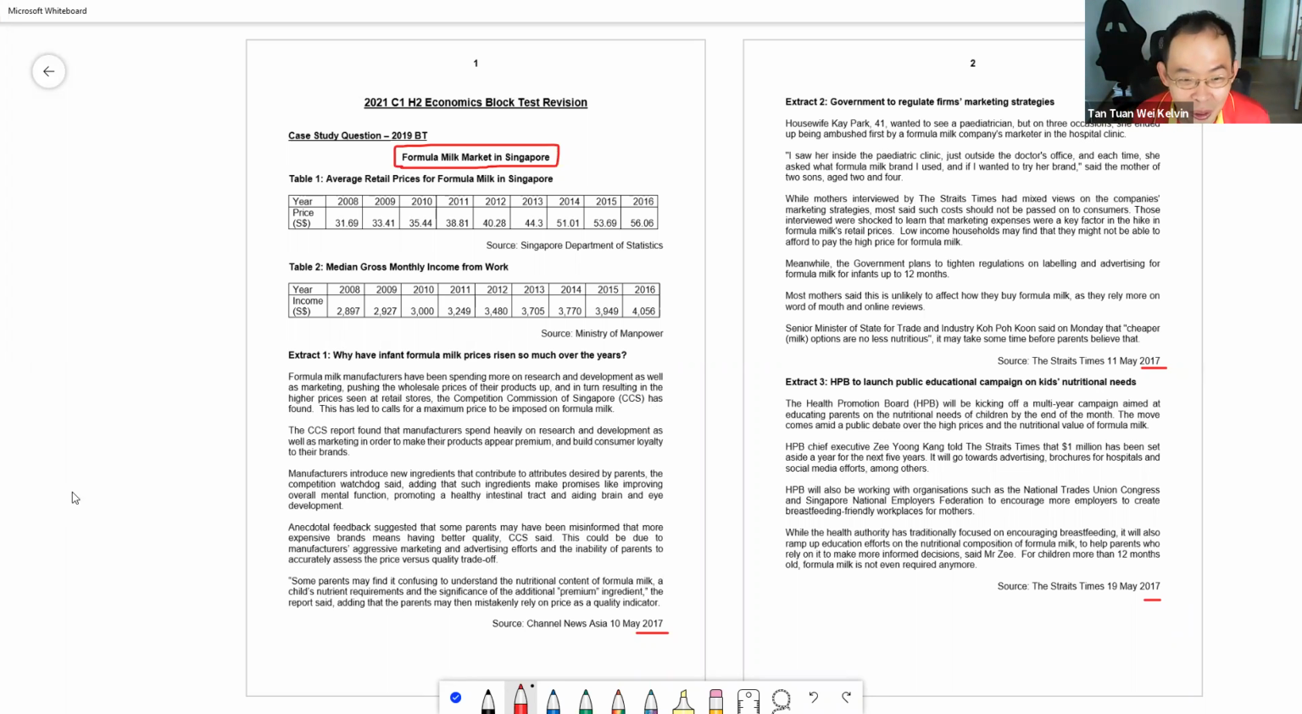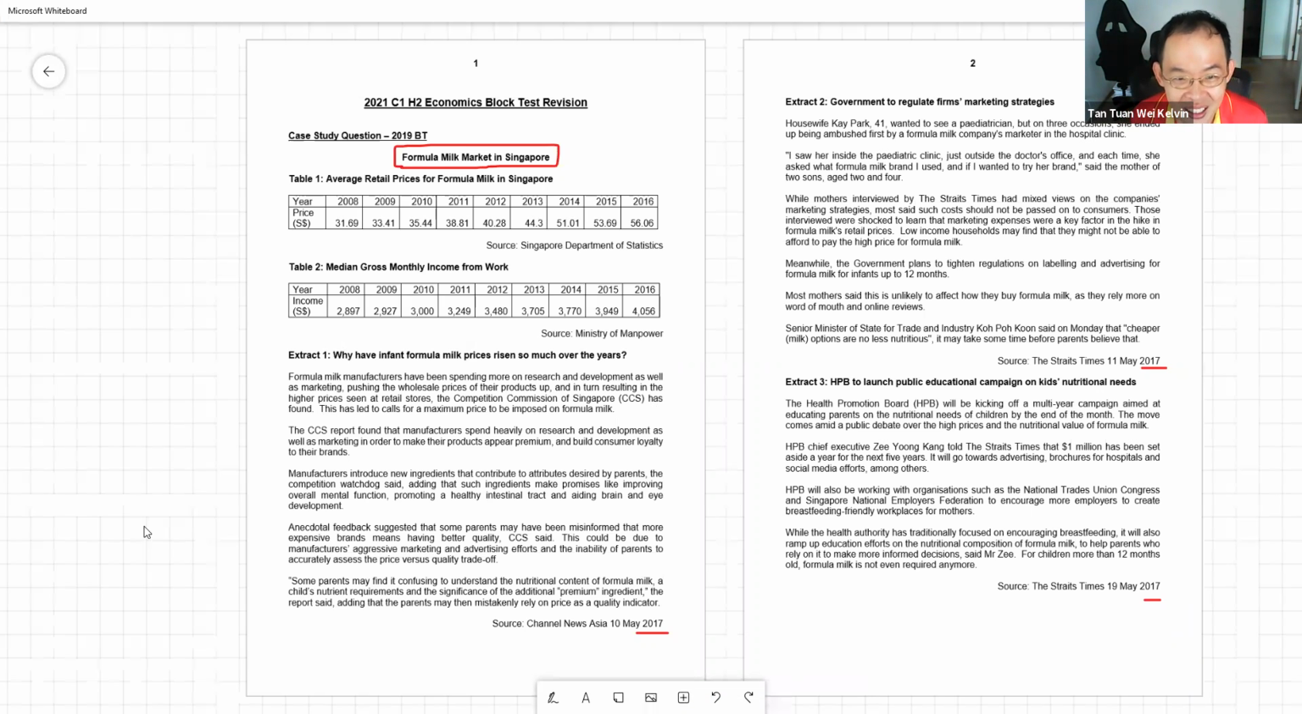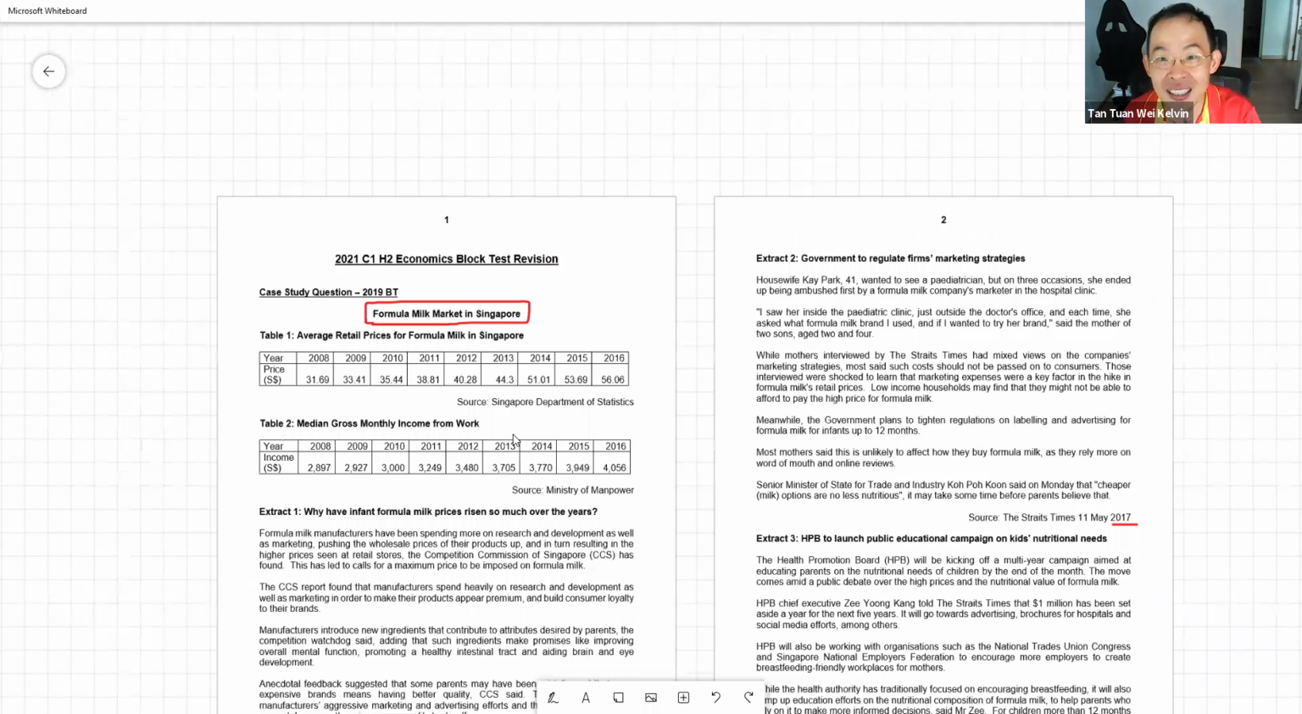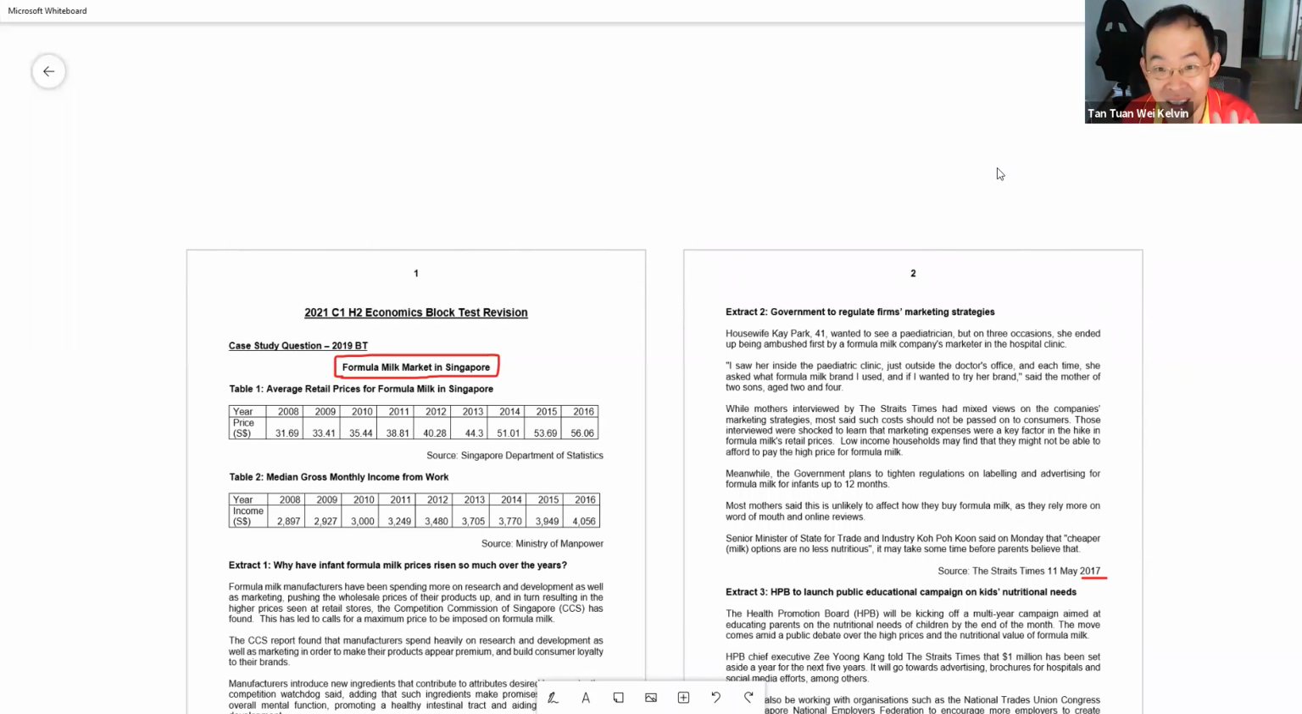So if you are aware, 2017, this news came out, many members of parliament in PAP also talk about this because this was the year where there was an outcry that the prices of such milk is very expensive. Have you been to NTUC supermarket with your parents? You see that there are basically 2 types of milk. One is the fresh milk that most of us drink.